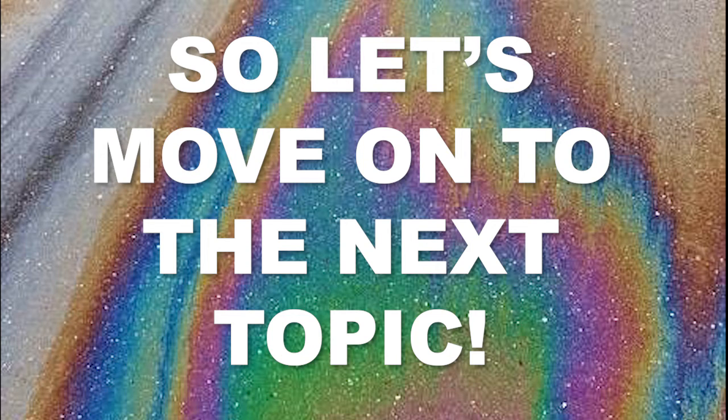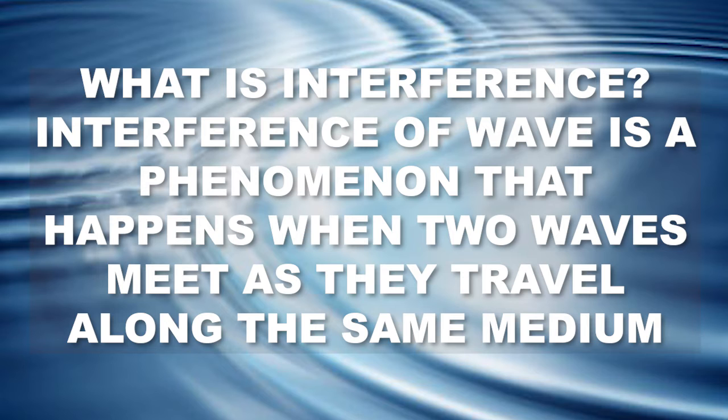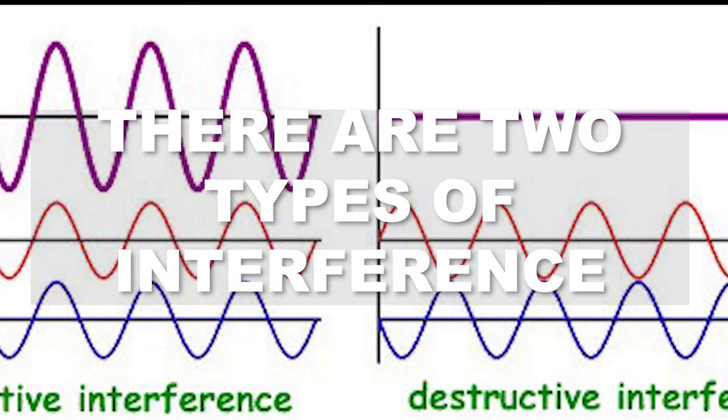So let's move on to the next topic. What is interference? Interference of waves is a phenomenon that happens when two waves meet as they travel along the same medium. There are two types of interference.